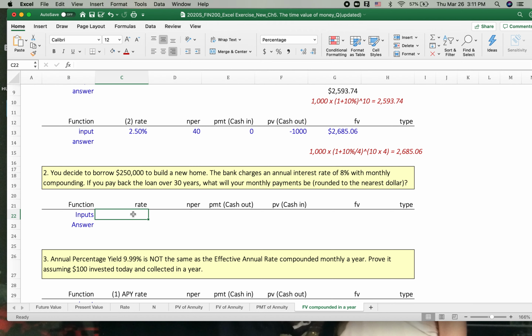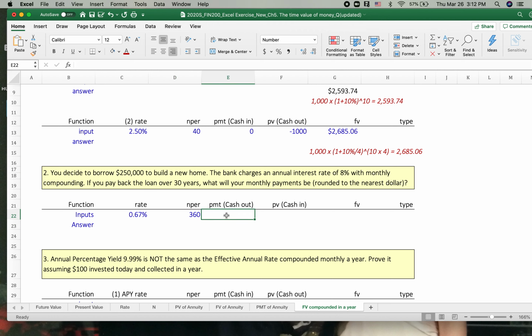So what do you think? Do we put just 8%? No, we have to put 8% divided by 12. So the monthly rate is now 0.67%. Should that monthly rate be compounded for 30 years? No, because again, the number of periods is not the number of years. Literally saying, number of periods. So 30 times 12. So the total number of periods for 30 years is now 360.